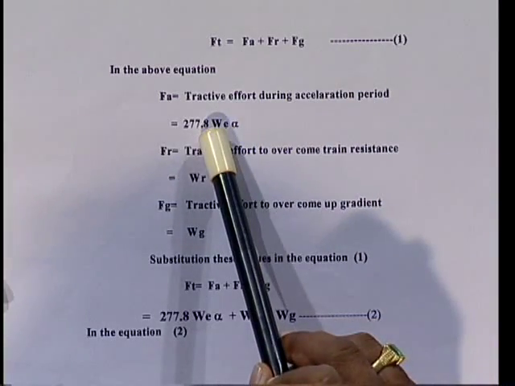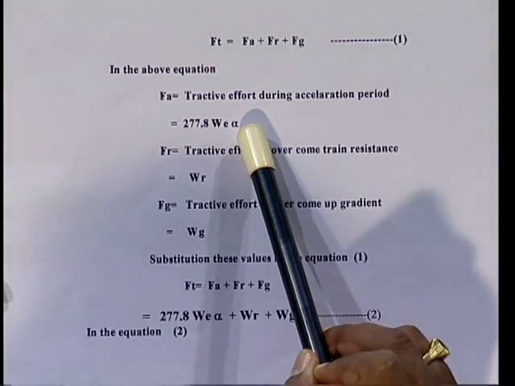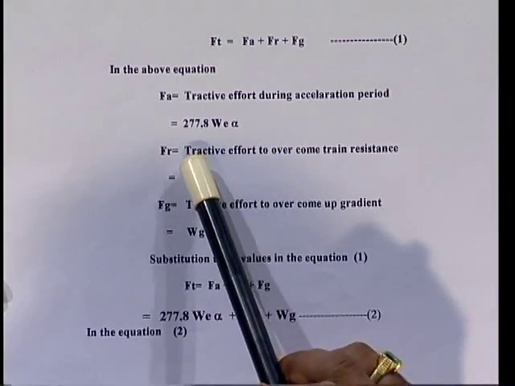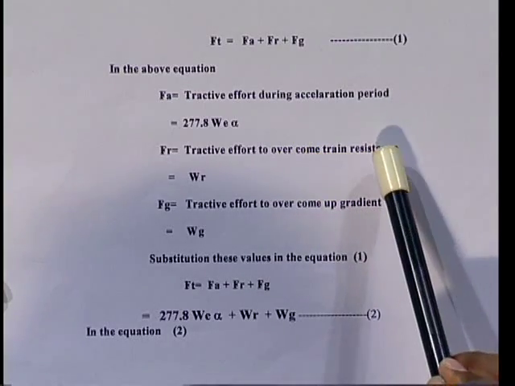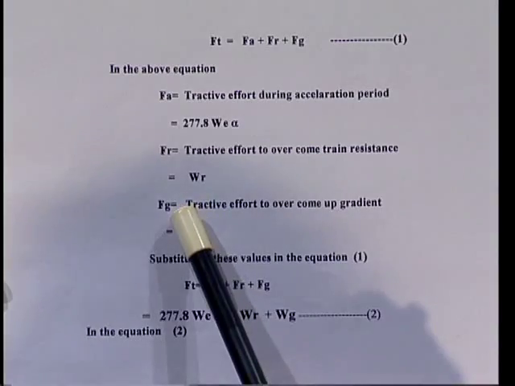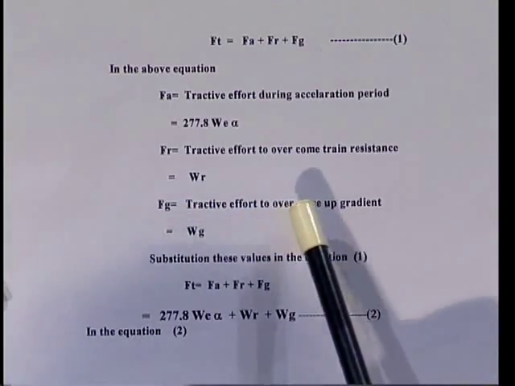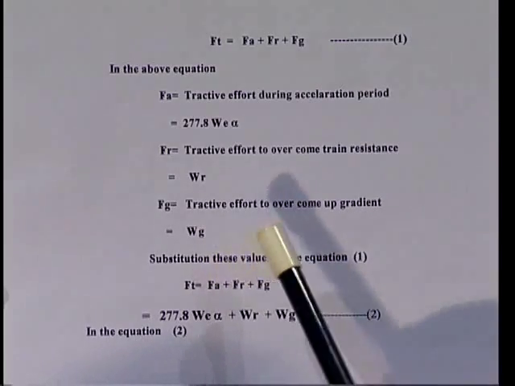that is equal to 277.8 W E alpha. F of R is equal to the tractive effort to overcome train resistance, that is W R. F of G, the tractive effort to overcome up gradient, that is W G.